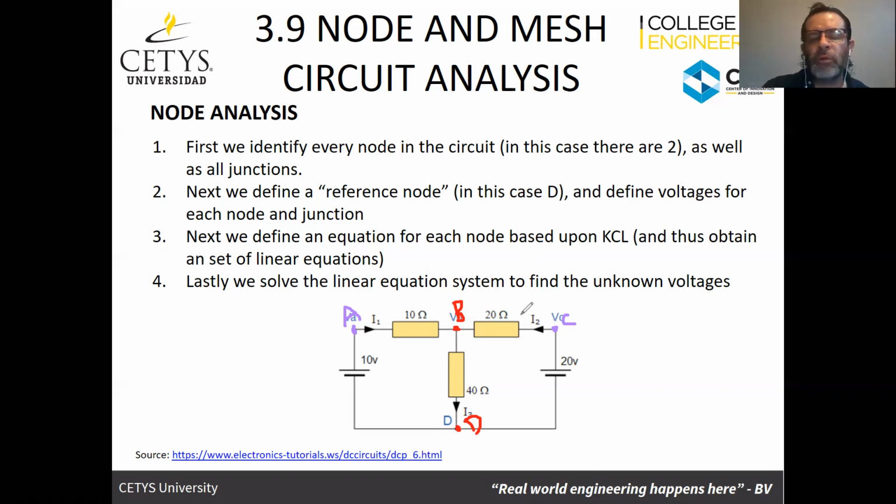So we identify those. We identify what we call a reference node, which is going to be the node that's the zero reference measurement. In this case, we usually use the node where the negatives of the power supplies are connected, or the bottom node, depending on how the circuit is arranged. And then what we're going to be doing is define an equation for each of the nodes based on Kirchhoff's current law. And we're also going to get a series of equations that are going to help us solve the circuit. Let's look at how this one would look.